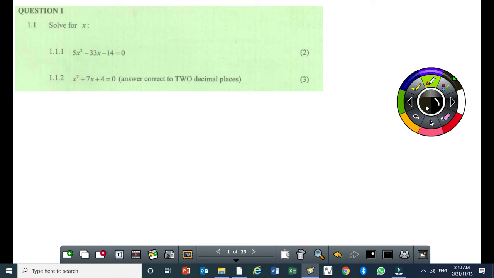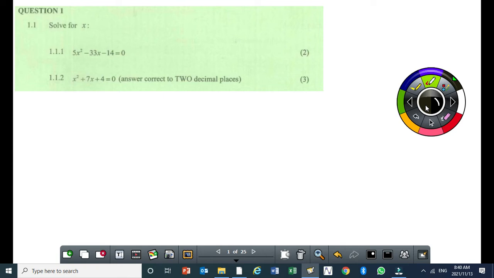generally, you are required either to factorize it, or it will be factorized for you already. Then you just have to determine the x values. Right? That's the first question. Now, for this one now, it's not factorized. So you have to factorize it. But if it happens that maybe you struggle to factorize, then you may have to use the quadratic formula.